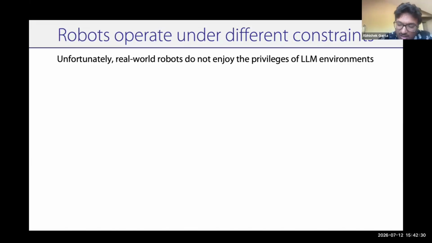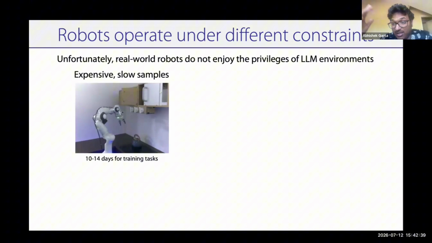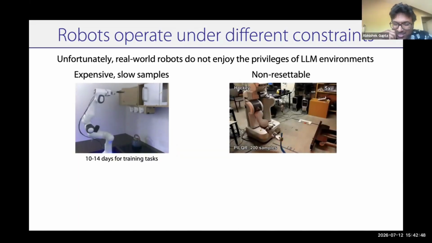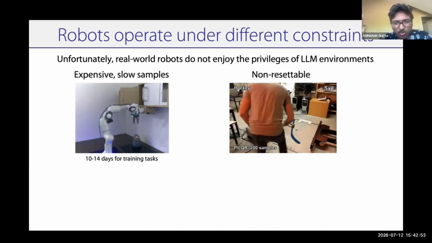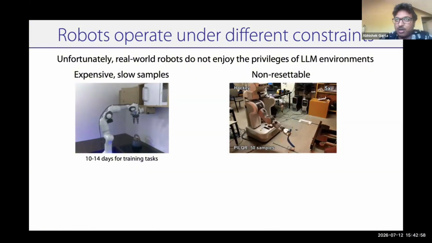And so the unfortunate fact is for robots, these privileges don't exist, right? So for a robot, your samples are slow. And so if you have to take, let's say, 10 million PPO samples, it's going to take you at least 10 to 15 days, if not more, right? And then the world is not trivially resettable. You can't teleport to wherever you want. And so a lot of these benefits, the things like GRPO that we talked about earlier, are a lot harder to do on robots trivially, right? So in some ways, doing reinforcement learning on robots is hard in different ways than it is for LLMs.